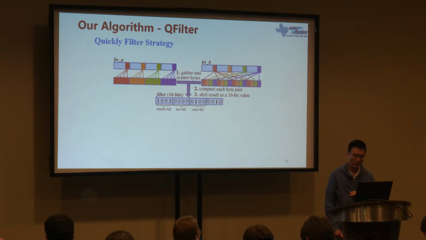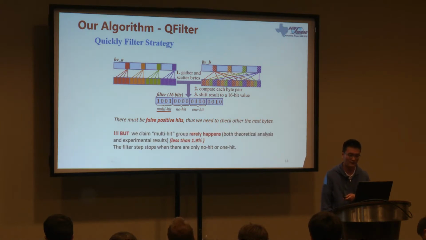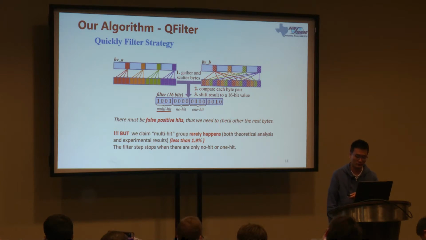We classify them into 3 types. A multi-hit group contains more than 1 true value bit. A one-hit group contains exactly 1 true value bit, and a no-hit group only contains false value bits. Note that a multi-hit group indicates false positive matches, since we only compare part of the bytes. In such a case, we need to check further bytes until no multi-hit group occurs. However, we find that multi-hit cases rarely occur, both theoretically and in practice.